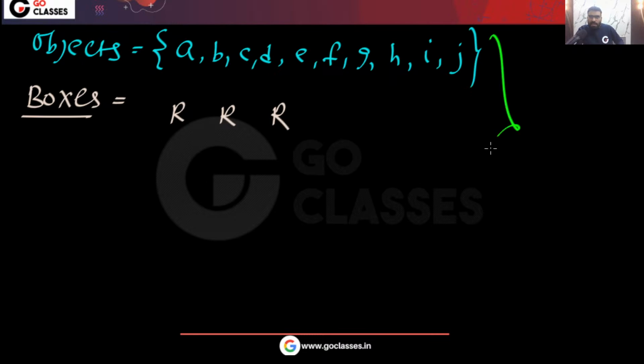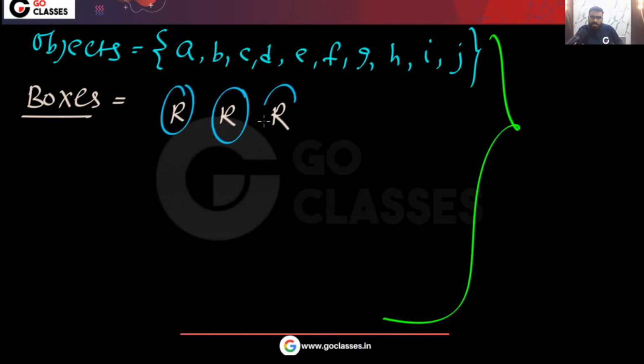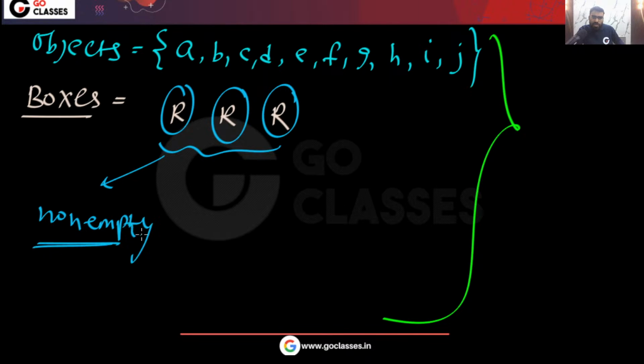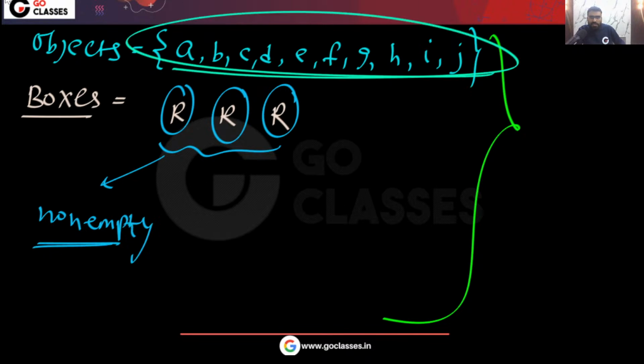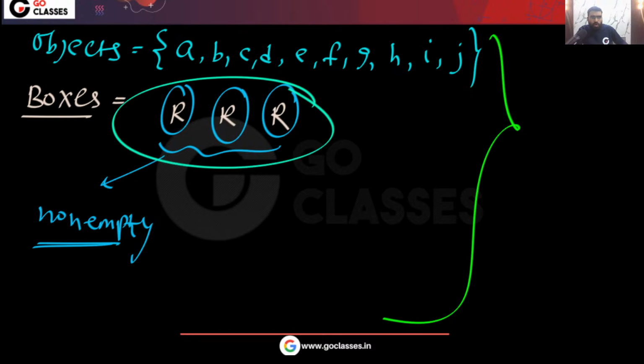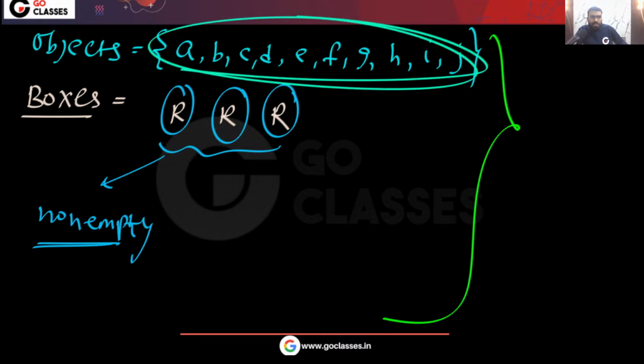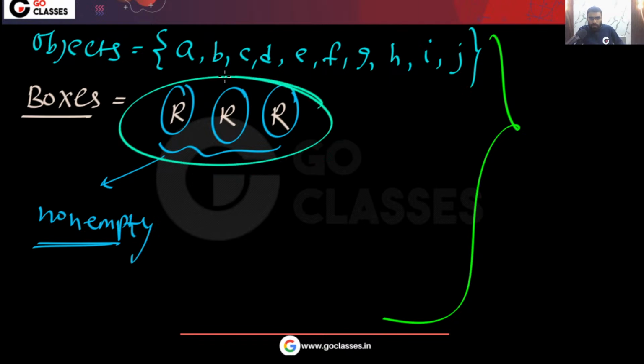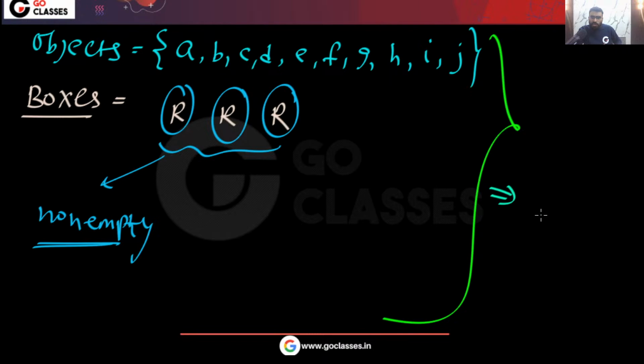Now in this situation, the answer is already given to you, as long as they must be non-empty. At least one object here, at least one here, at least one here. You cannot keep them empty. So if you have these distinguishable objects and three identical boxes which you need to keep non-empty, means every box must have at least one object. In this situation, the answer is already given to you, that is 9330.